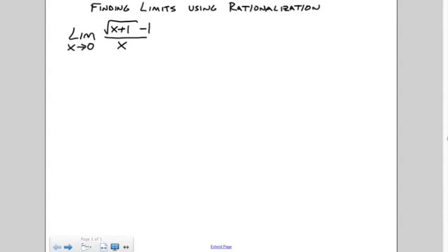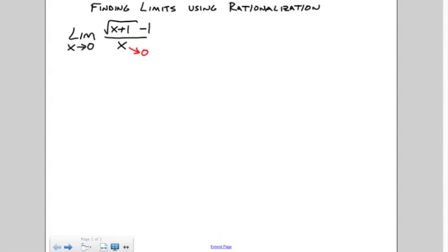Today we are going to look at rationalizing, or using rationalization, to find the limits of a function. So this function that we're looking at here, as x approaches 0, what's going to happen? Well, we know that we would plug 0 into all of our x's. That would become 0, and the problem with that is we now have a 0 in the denominator, and that function is undefined, so we can't have that.